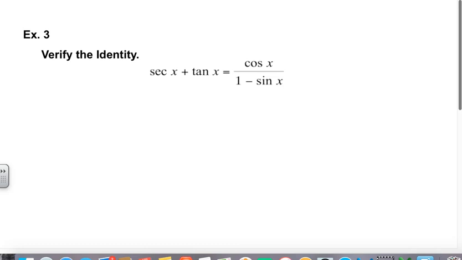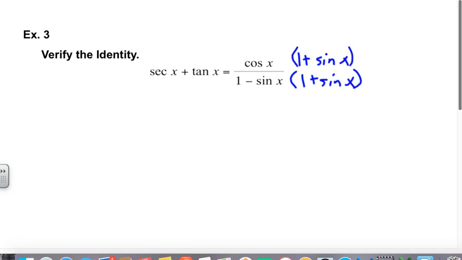And a lot of times when you've got a fraction on one side and not on the other, a good strategy to use is to multiply by the conjugate on the top and bottom of the fraction in order to get rid of the fraction. So the conjugate down here is 1 plus sine of x. So we're going to multiply by 1 plus sine of x.